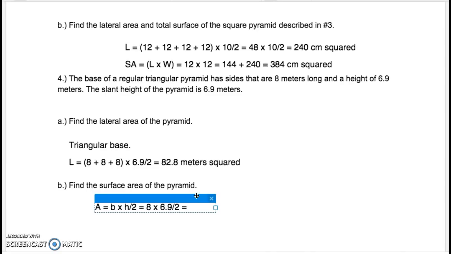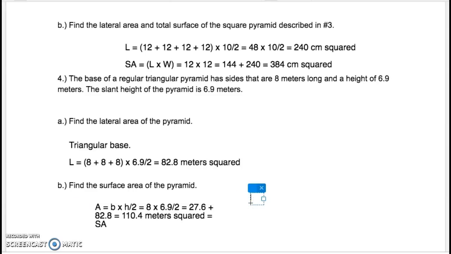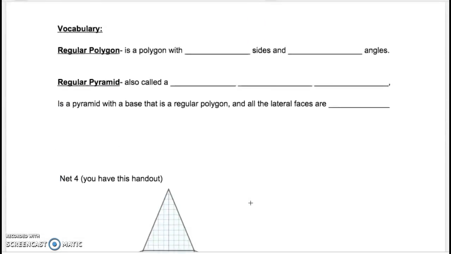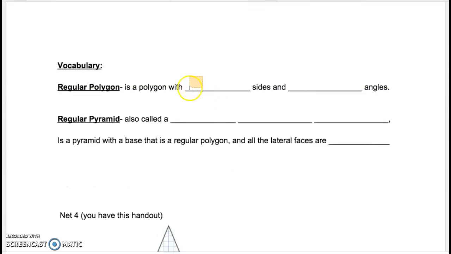Divided by 2, we get 27.6, and then we will add it to the lateral area that we got up top, and that will give us 110.4 meters squared. So that is your surface area. So you're just finding the lateral area, then getting the area of the base, adding them together, and you will get total surface area. Alright, so let's finish this out with some vocabulary.